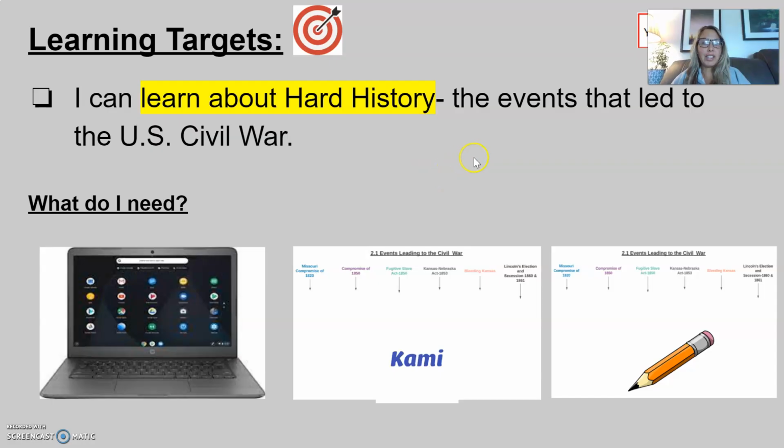For today, your learning target is to identify the events that led to the U.S. Civil War. We'll be looking at 6. Obviously, you need your Chromebook, and then you are either going to be taking notes on your 2.1 Events of the Civil War tree map. You can do this either through our CAMI assignment that's located in Schoology, or by taking paper and pencil notes with the chart that is available in the school supply table.